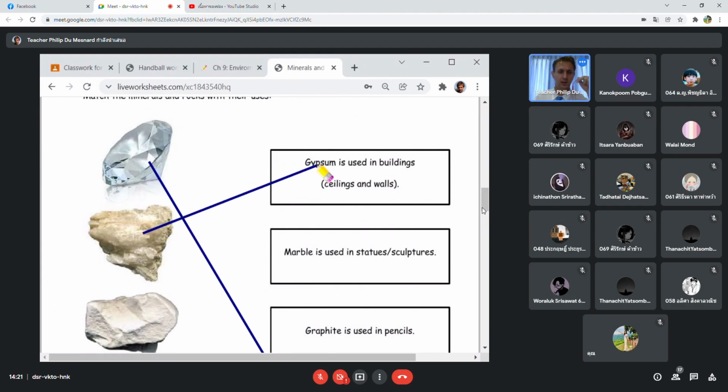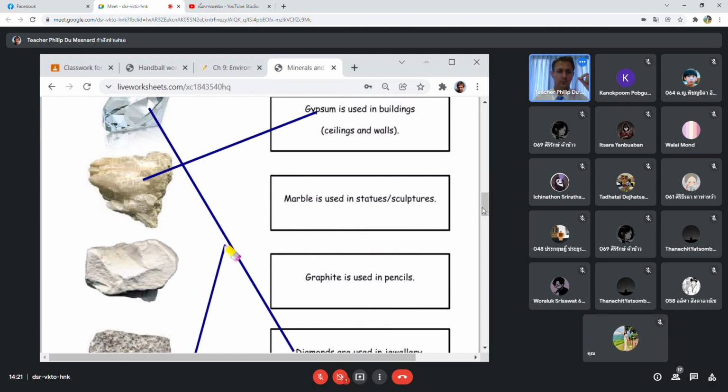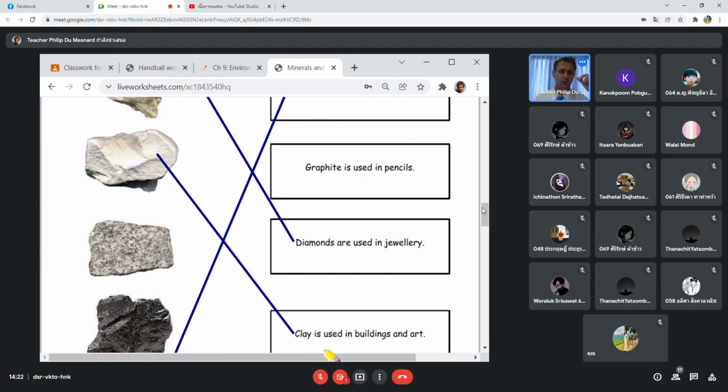So it says here, ceilings and walls. Like if you look at the ceiling of this classroom, it's white. And actually, they use gypsum to build the ceiling. Okay, marble. Statues and sculptures. Now this one is clay. You can make a brick, you can make a pot, and you can also make other kinds of art.